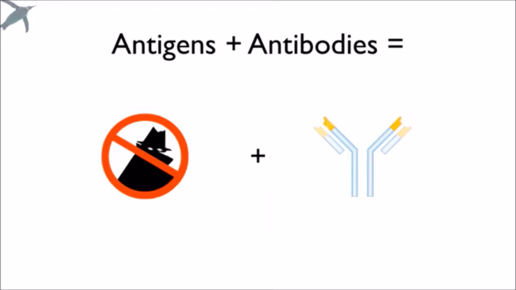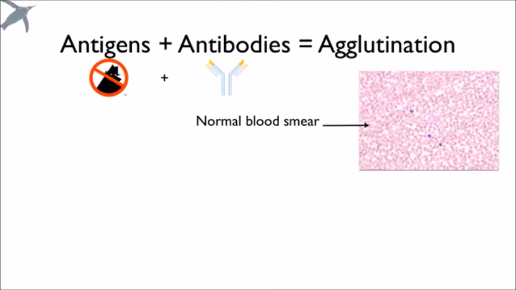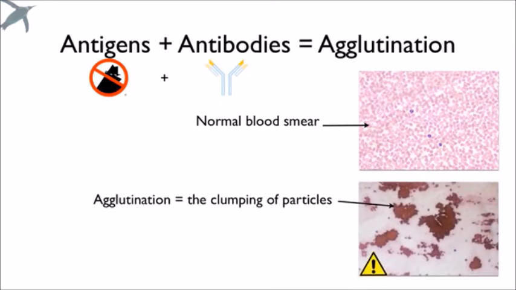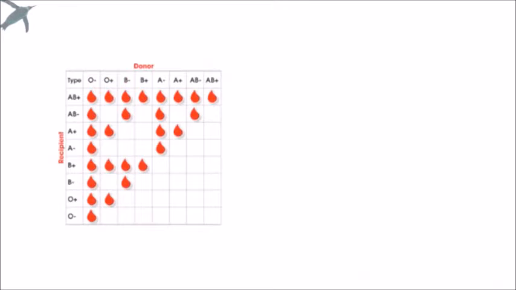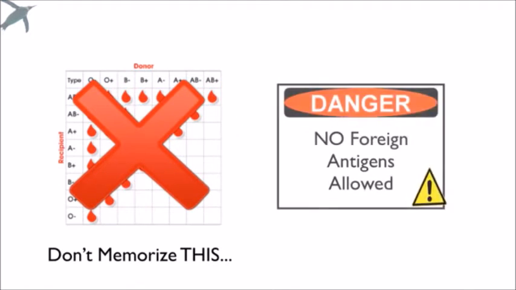If antigens and antibodies come together, you get a reaction called agglutination. And this is what normal blood should look like on a microscope slide. You notice it looks very, very nice, and all the cells are evenly spread out. But in agglutination, the particles clump together. And that nice, fluid, liquid blood can become more like a solid and form clots. And this is bad. And this is why understanding blood types is essential when you're talking about transfusions and why this table exists.